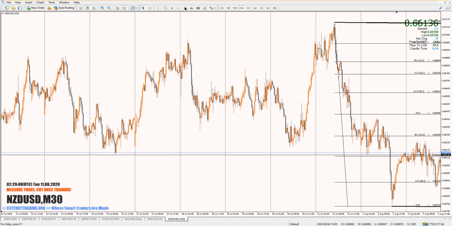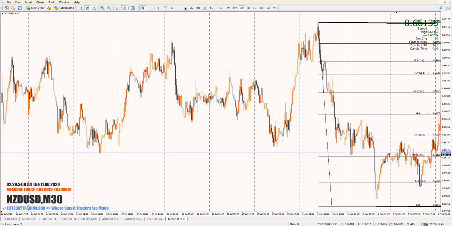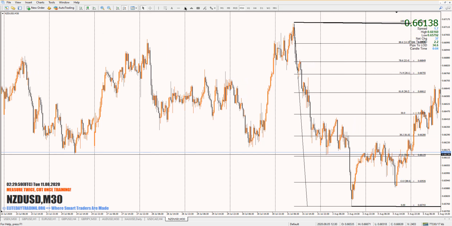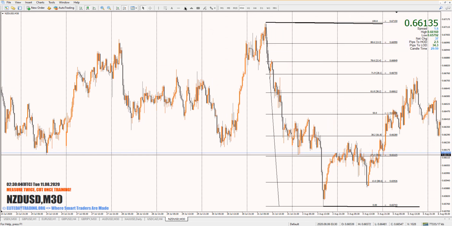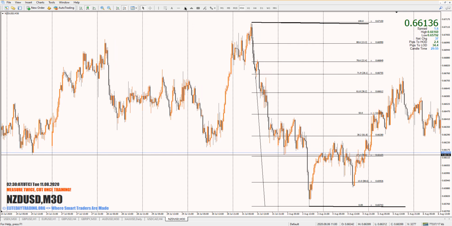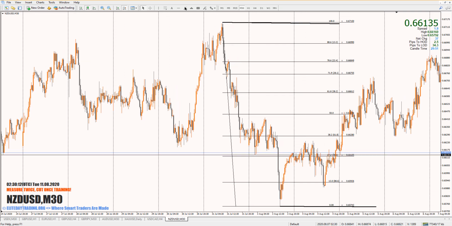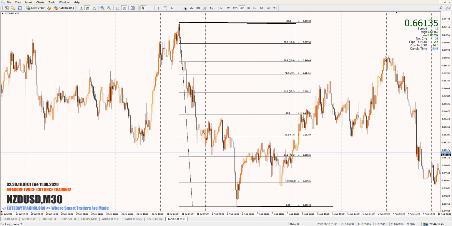So we're still looking for buyers. Now the market price starts to move up, and then all of a sudden it will stop and start going the other way. So what did it do? It stopped at 78.6, like I said it would.